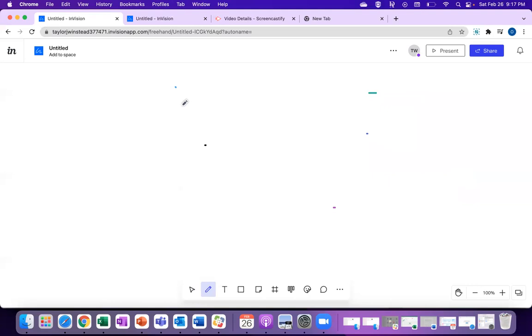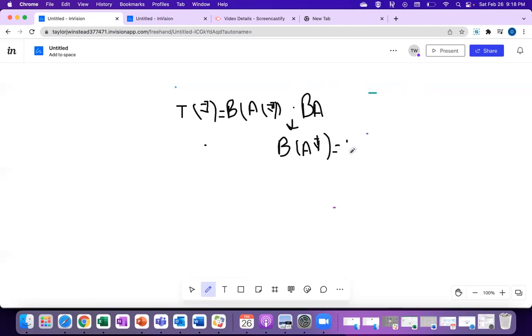The product of matrices T of X is equal to B of A of vector X. It's a horribly drawn X. The product of these two things is BA, or the product of these two matrices, which means, in other words, that B times A of X is going to be equal to BA times X. Right? Because if this is our big matrix, that's going to have to be the same thing as multiplying A times X and then that times B, right?